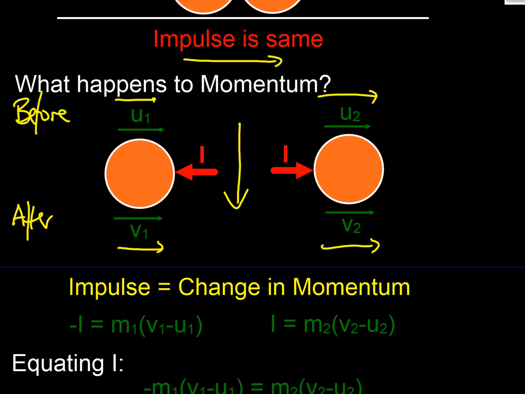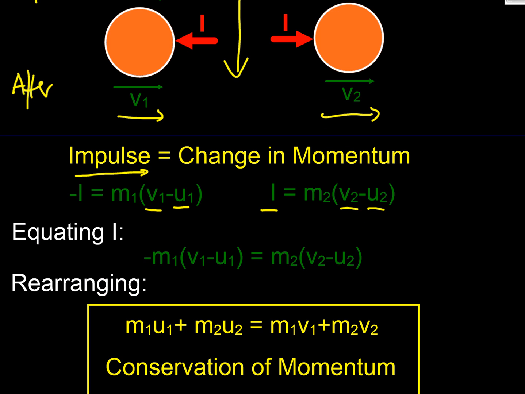So let's have a look at the left hand ball, and we're doing all our calculations travelling to the right. For the left hand ball, the impulse is a negative I because it's to the left, and the change in momentum is m1 times v1 afterwards minus u1 beforehand. If we look at the right hand ball, the impulse is to the right, so it's speeding it up, and the change in momentum is m2 times v2 minus u2. Okay, so if we equate the I's from those two formulae, we get the negative of the left hand side equals the right hand side.